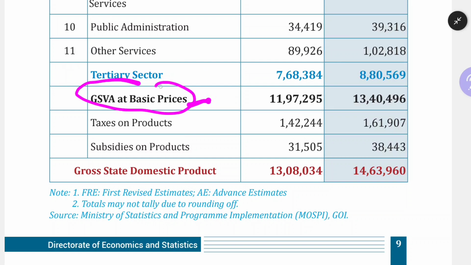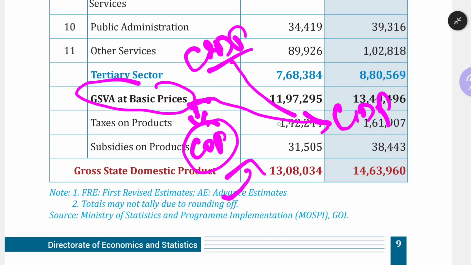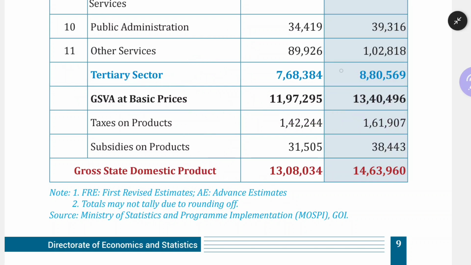It can never be called the GDP or GSDP of the state. Why? Because whether it is GDP or GSDP, at this price it is not called that, because this is the price based on the cost of production. That means how much cost the manufacturer will incur. The cost of manufacturing is called GVA at basic prices, and obviously he is not going to sell in the market at this price. So he has to add taxes on it and subtract subsidies on the products.